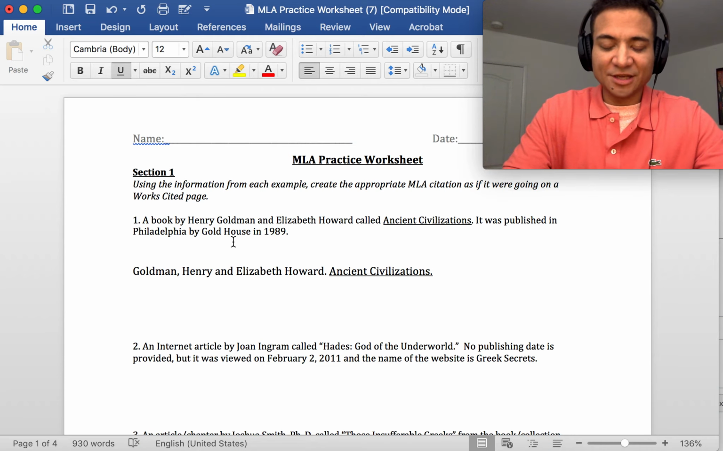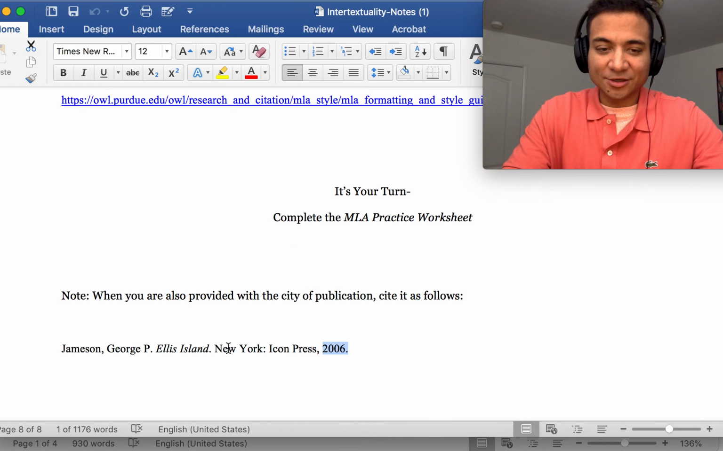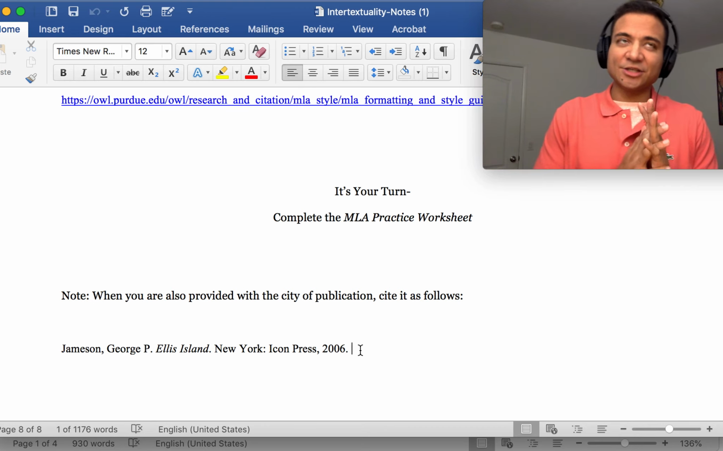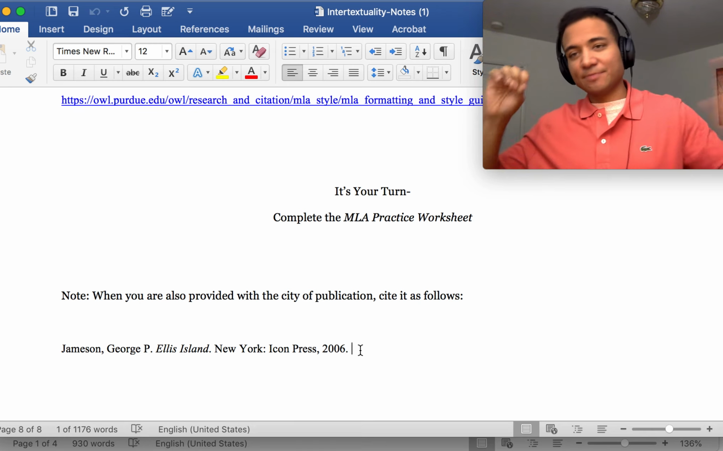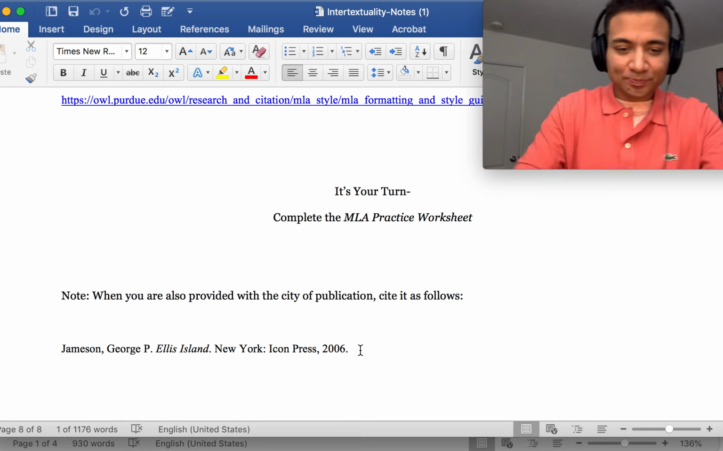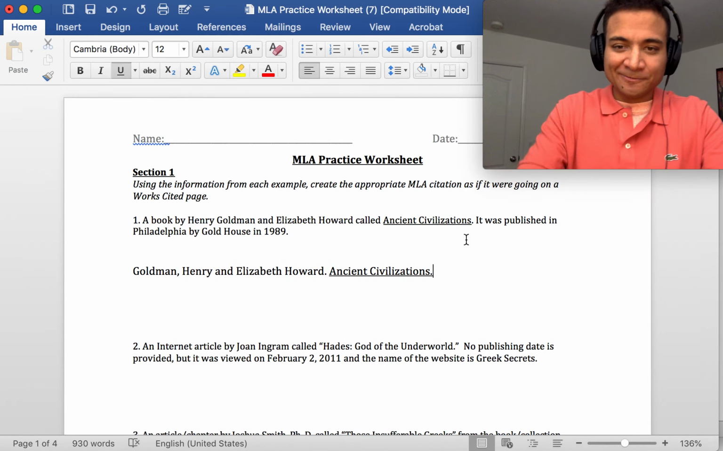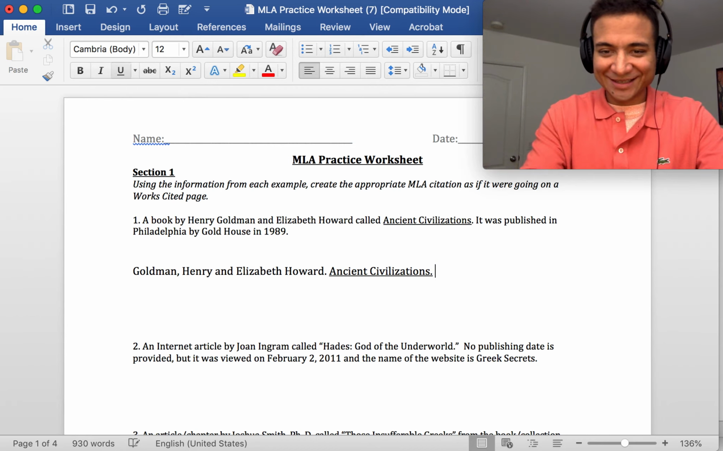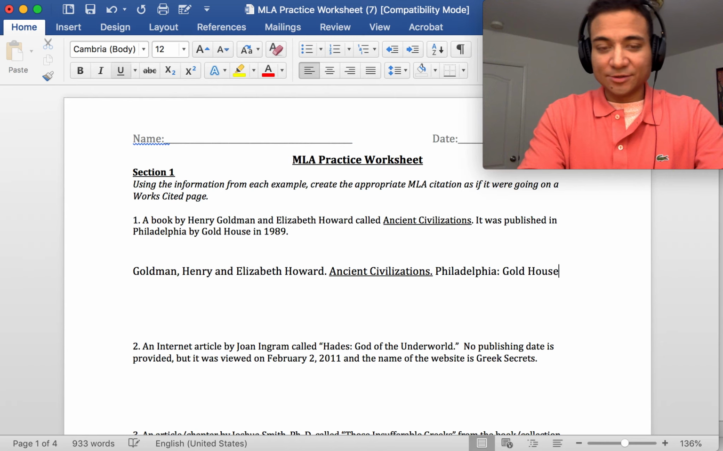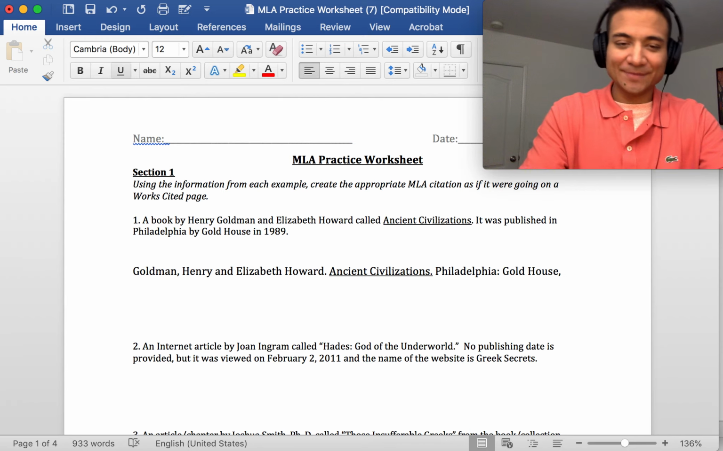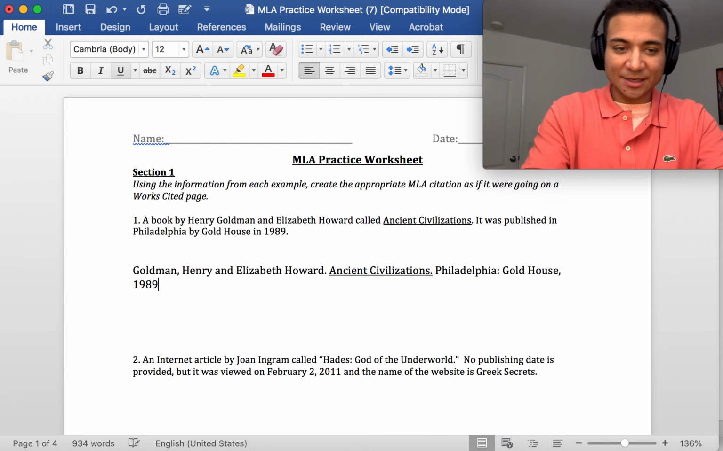It was published in Philadelphia by Goldhouse in 1989. Remember we just learned that if we're given the city name, that goes before the name of the publisher. So the rationale is, here's the place where it was published and here's who it was published by, right? Notice that's followed by a colon here. So let's go ahead and do that. Philadelphia, colon, Goldhouse, name of the publisher, period or comma? Comma now, right? Date of publication, 1989, period.